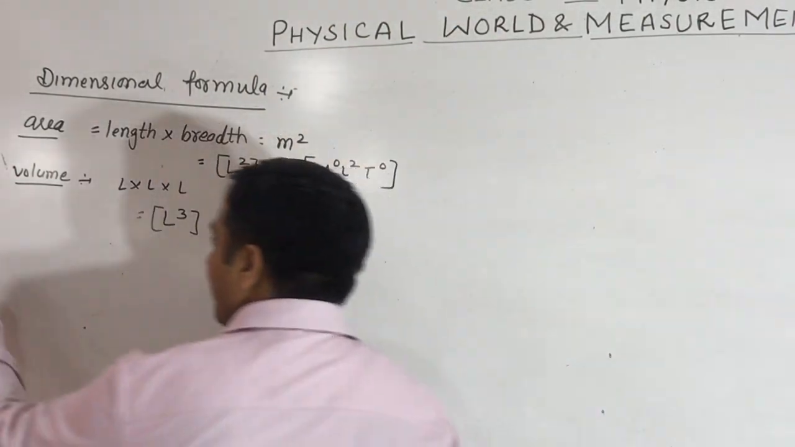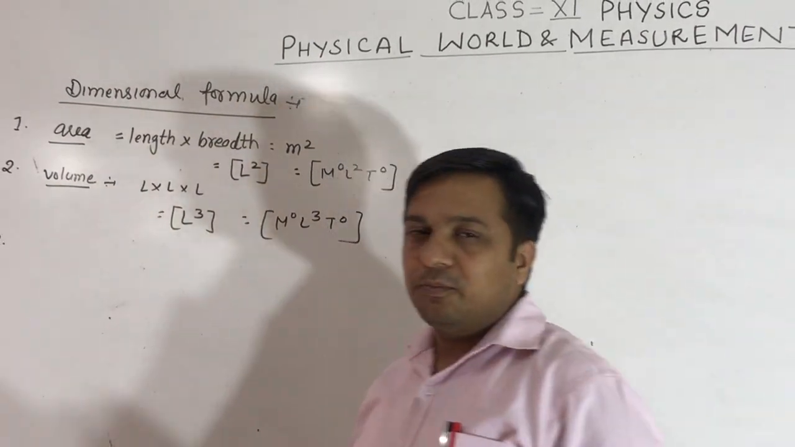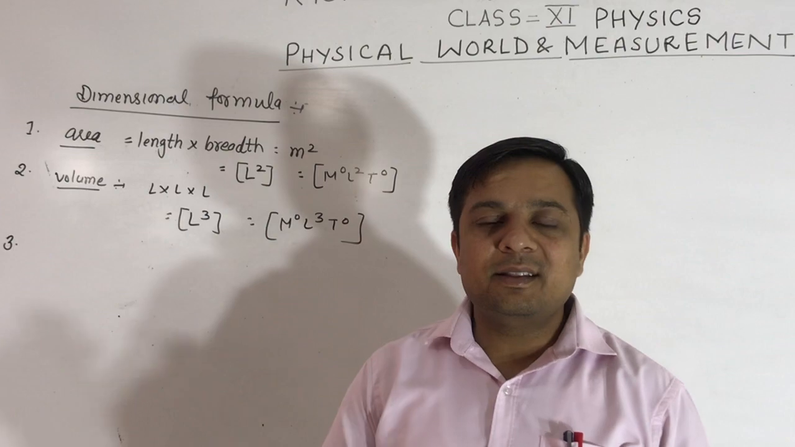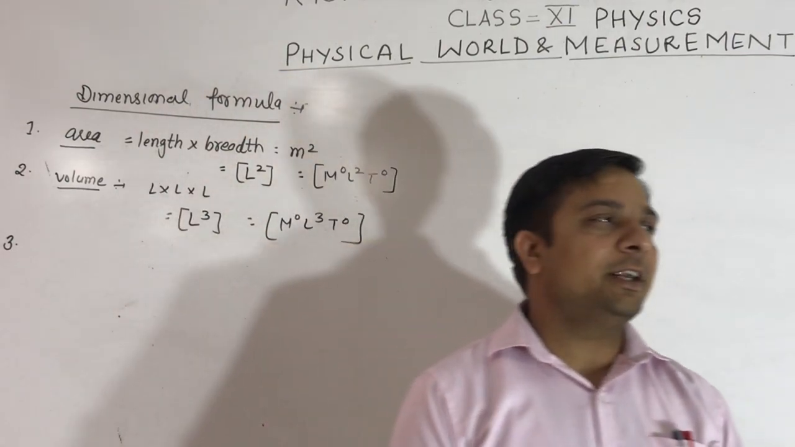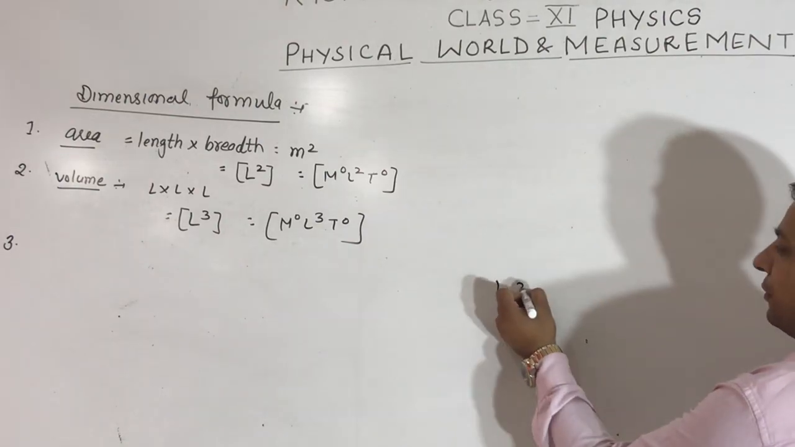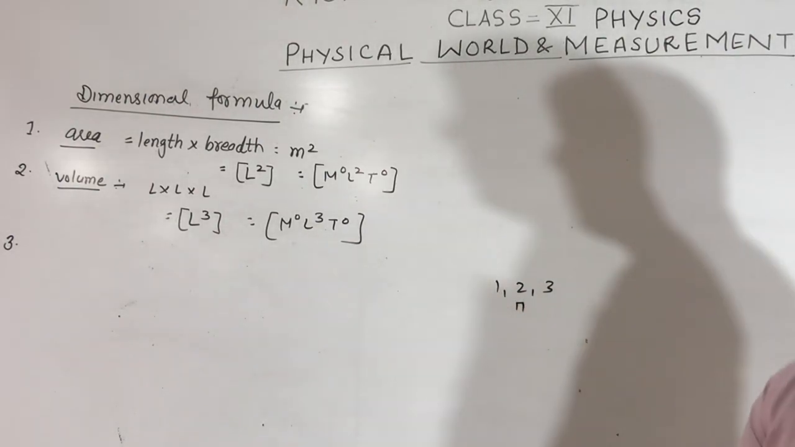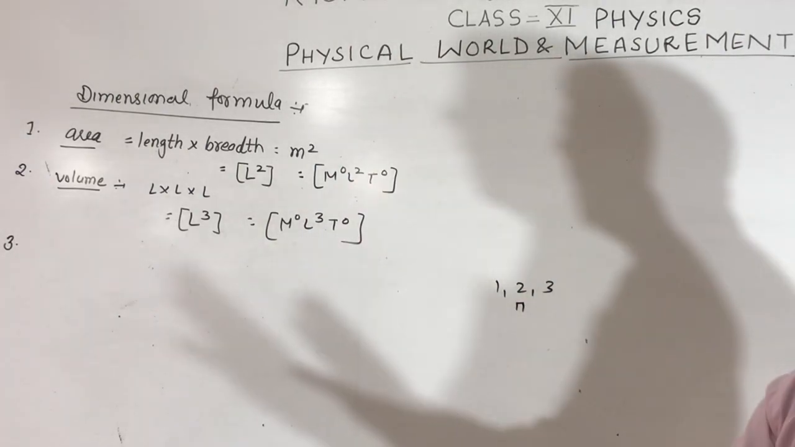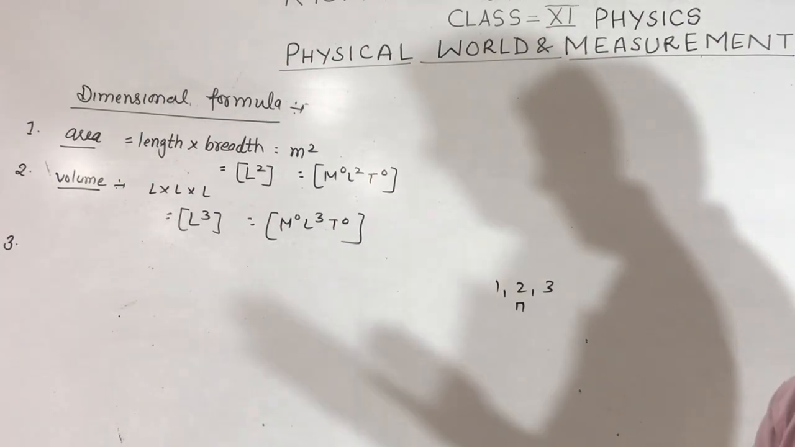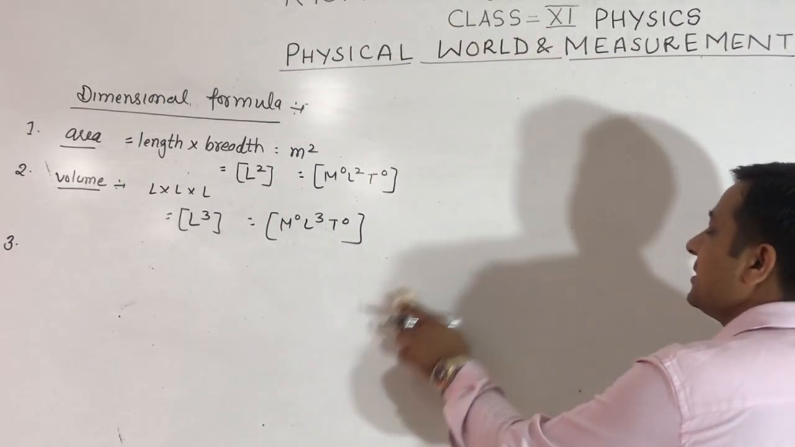Now, the very important quantities. First thing is that there is no effect of vector. And for constants, a very important thing: 1, 2, 3, 4, 5 are constants. Pi is also a constant. For constant terms, there is no dimensional formula. Remember, there is no dimensional formula for constant quantities.